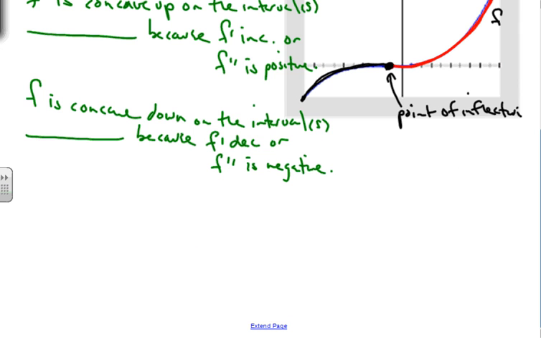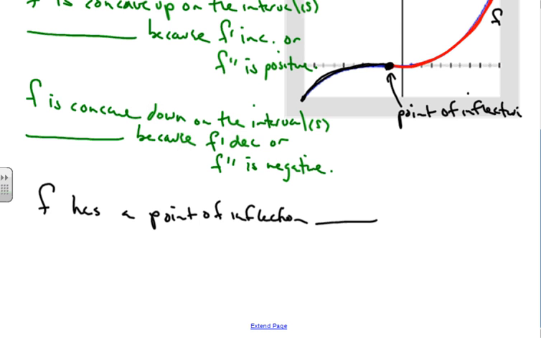F has a point of inflection. It appears we only have one, possibly, here, because that is where f double prime changes signs. All right, and that's our justification.